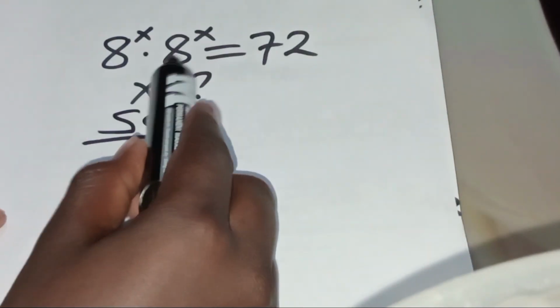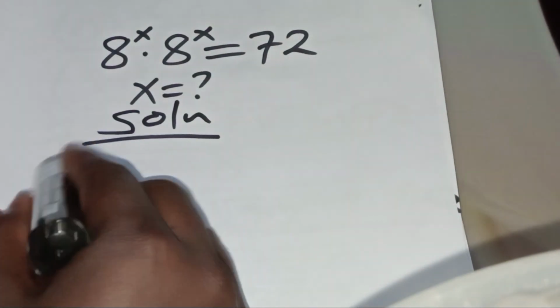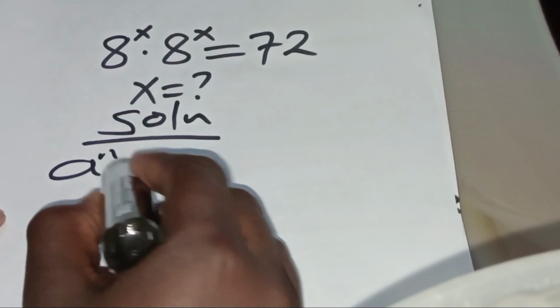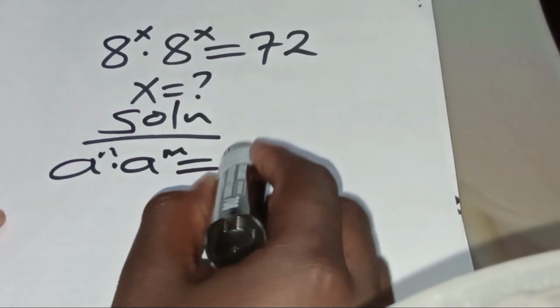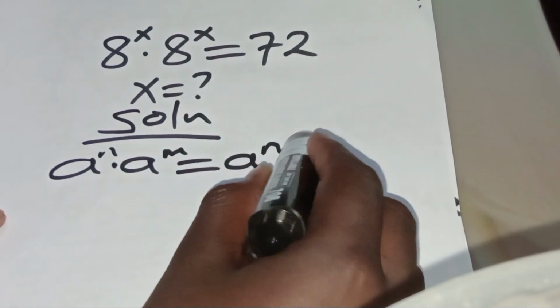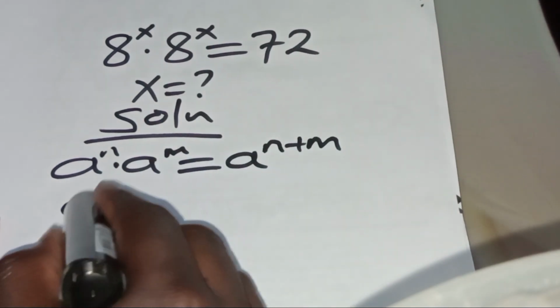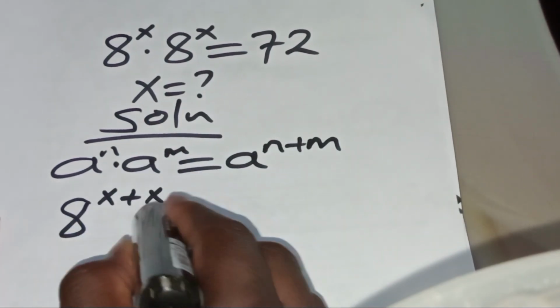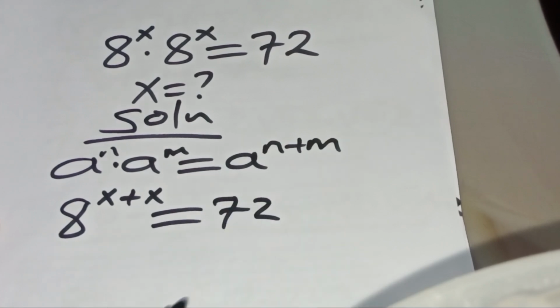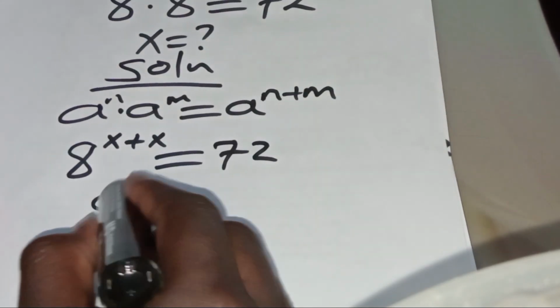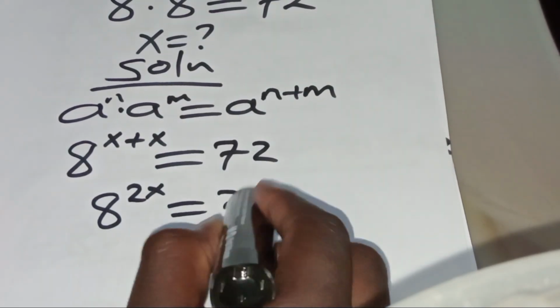You find that 8 to the power x times 8 to the power x is in the form of 8 to the power n multiplied by 8 to the power m, which we can express as 8 to the power n plus m. Applying this property, we'll have 8 to the power x plus x equal to 72. So we'll have 8 to the power 2x equal to 72.